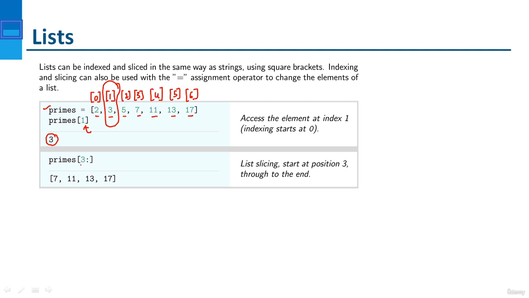And then primes of 3 colon. We are starting at index number 3 till the end, because the ending index value is not written. So it is going to access from index number 3 till the end of this list. All the elements will be displayed, which is 7, 11, 13, 17.